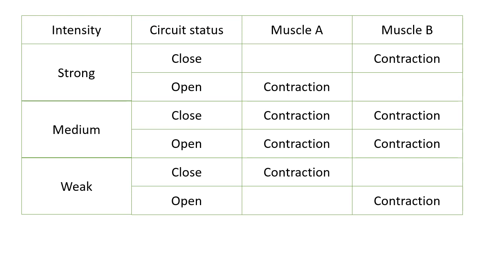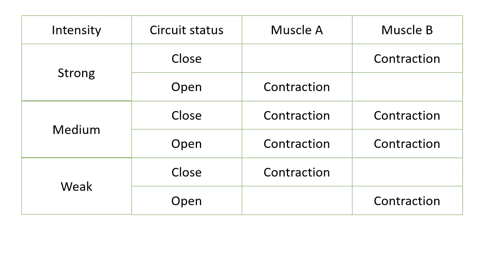So when the switch is on, the circuit is complete, and that's why we say circuit is closed. And the response at that time is contraction of muscle B. As muscle A did not contract, we have kept the cell blank. So with strong intensity, circuit closed, muscle B contracts, and when the circuit was open, muscle A contracts.